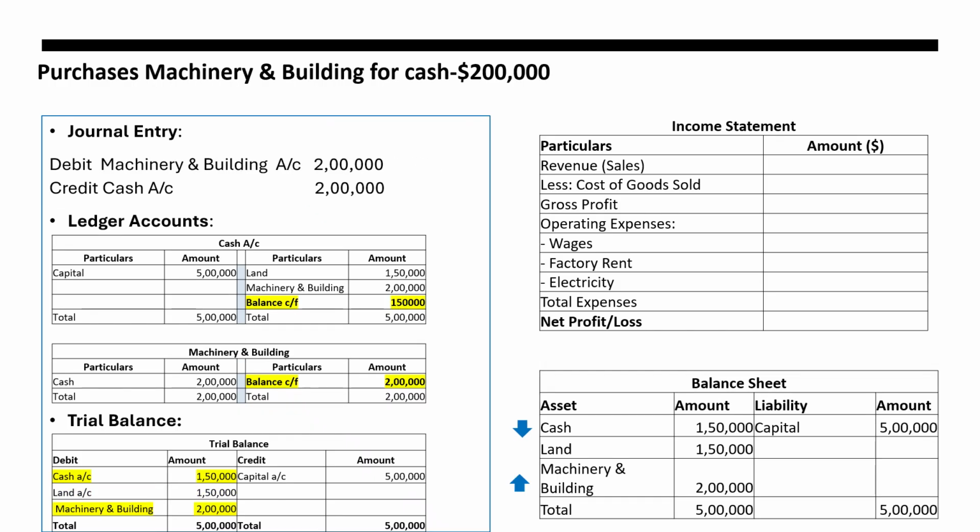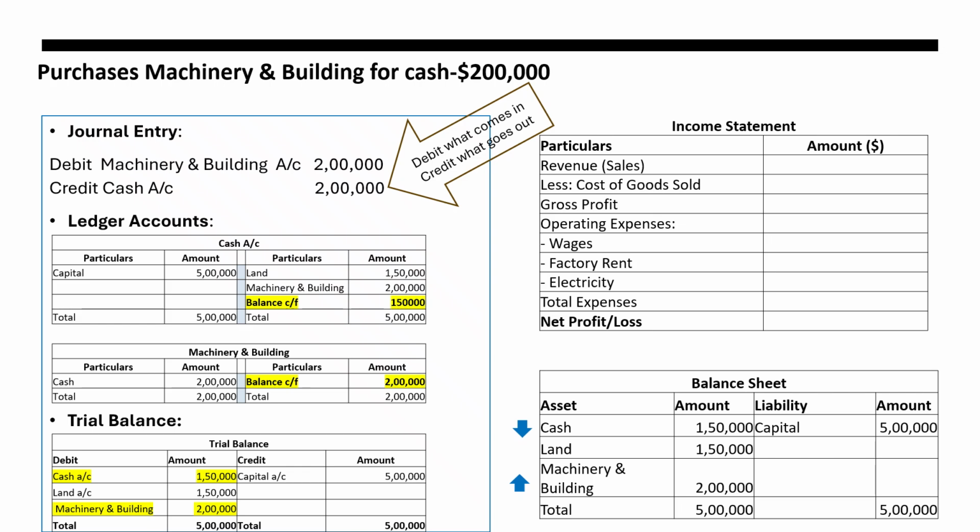The next transaction is purchase of machinery and building for cash amounting to 2 lakhs by CLU. So if you see here, machinery and building are assets. They are tangible. Cash is also an asset. Both are real accounts. So what is the accounting rule for real accounts? It is debit what comes in and credit what goes out.